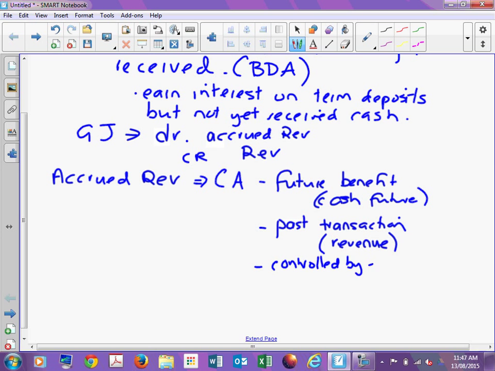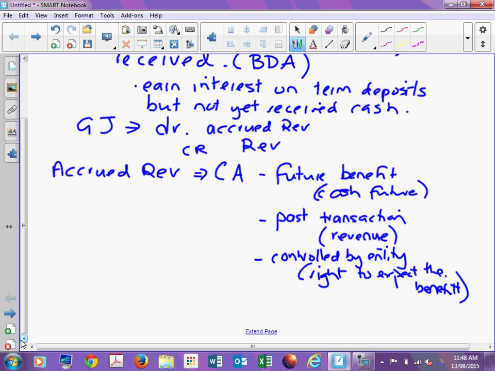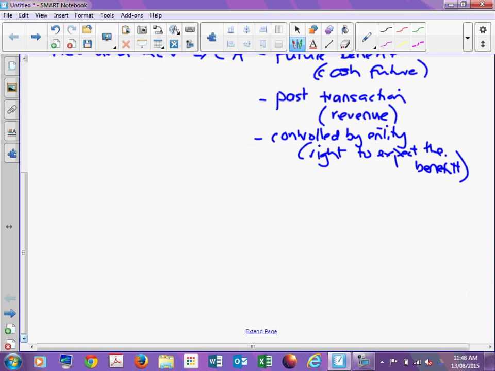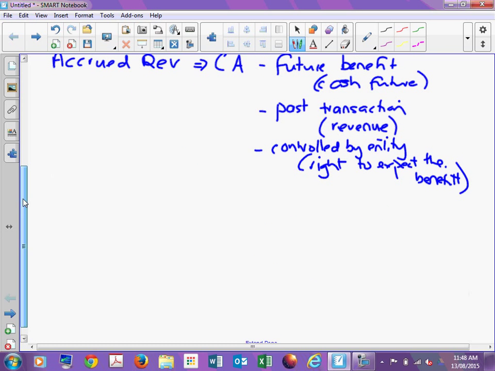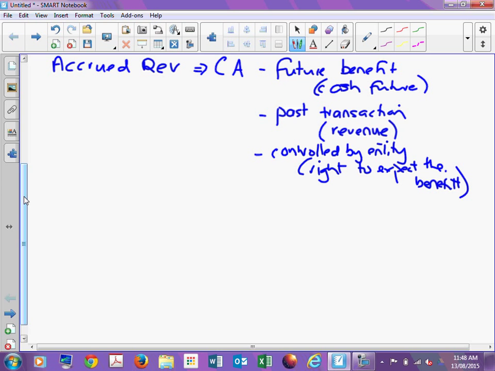Controlled by the entity is the right to expect the benefit. For example, when you've got a term deposit, you've got a relationship with the bank. The bank has given you the power to have that term deposit. You're in control of expecting the revenue that flows from that. Is that too far up? No. We're all good? I'll just pause it to give you time to write.